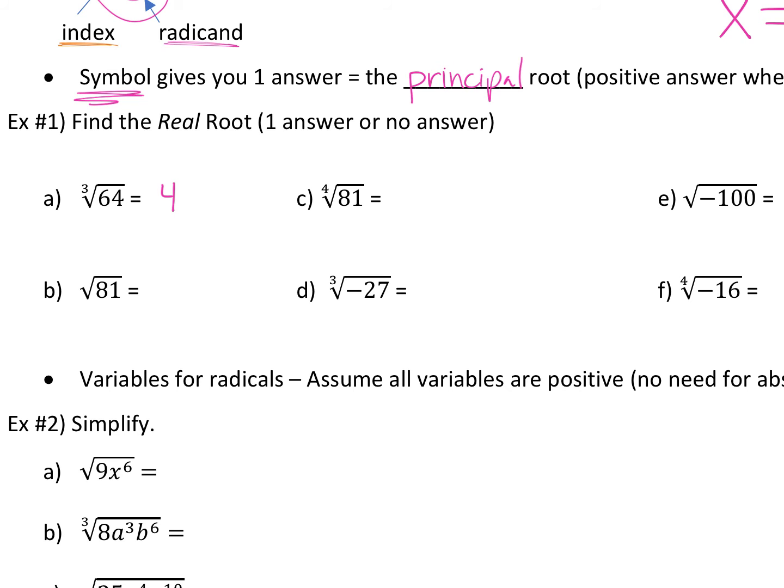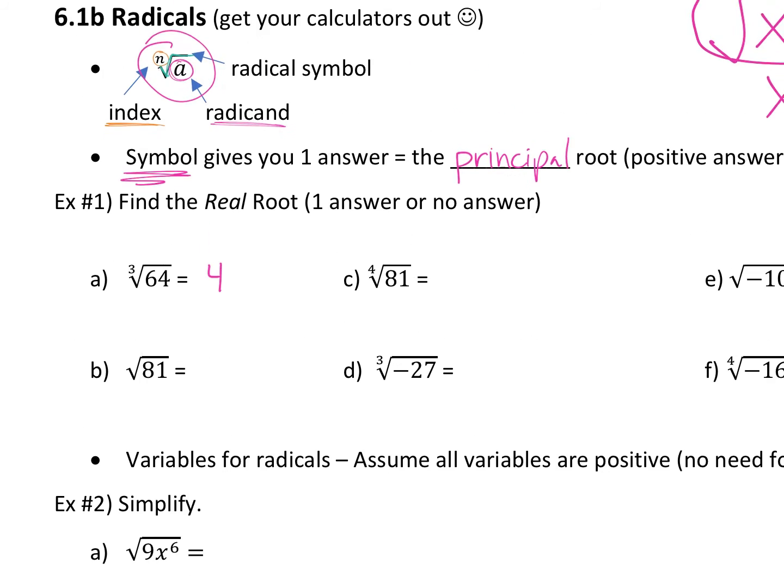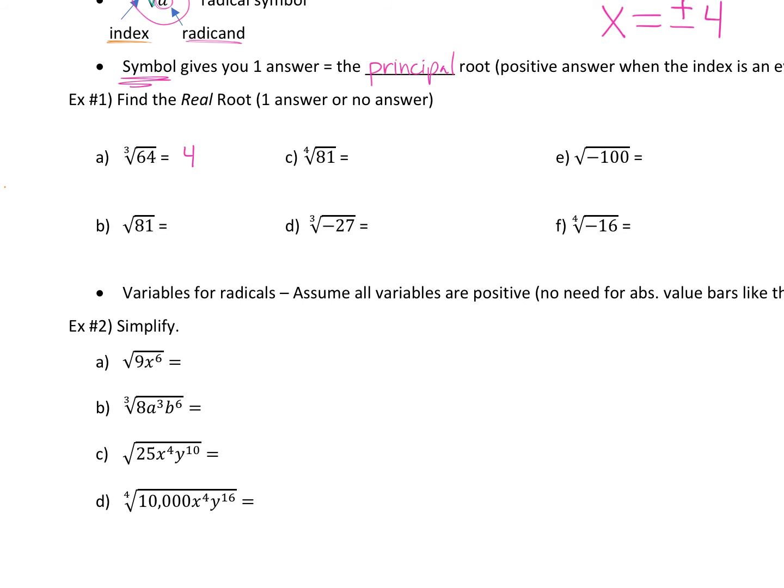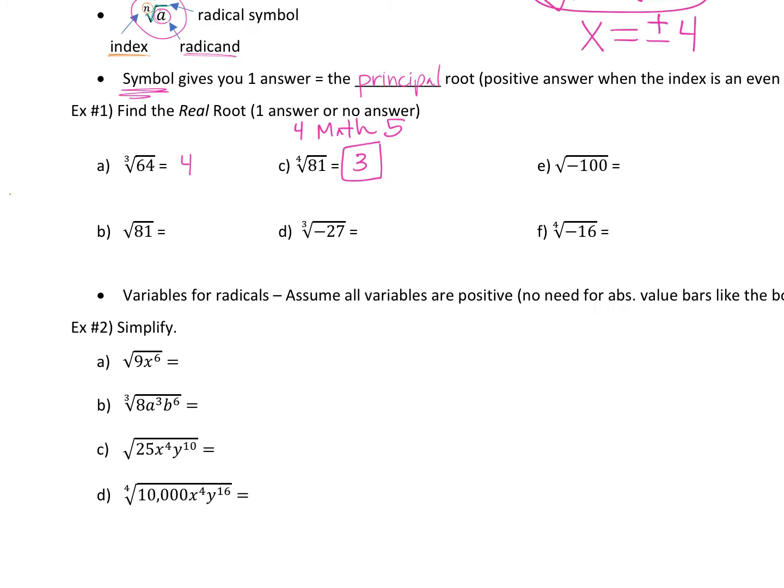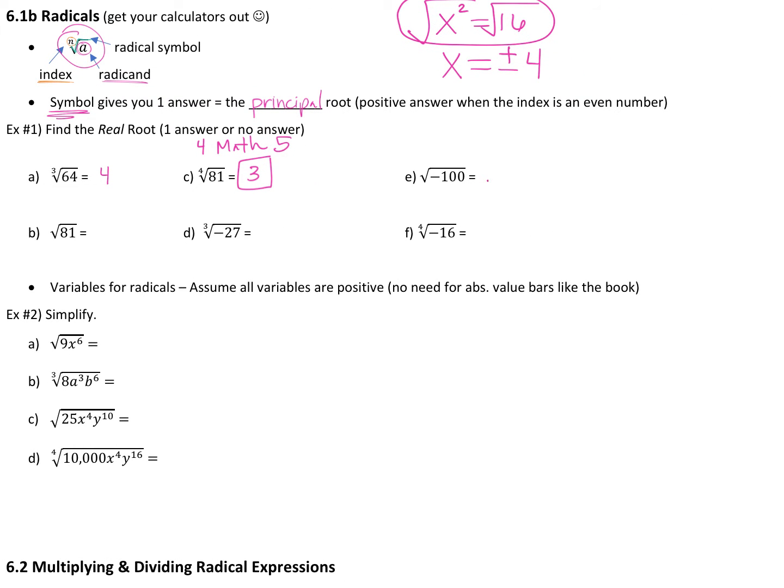Try again. Okay. Cube root of 64 is 4. 4th root of 81, we plugged that in. Hopefully you plugged it in. You get 3. So this one, remember you're plugging in 4 and then hit math and then 5 will give you the 4th root, okay? 4 math 5 to get you the 4th root. So E is going to be no real solution.